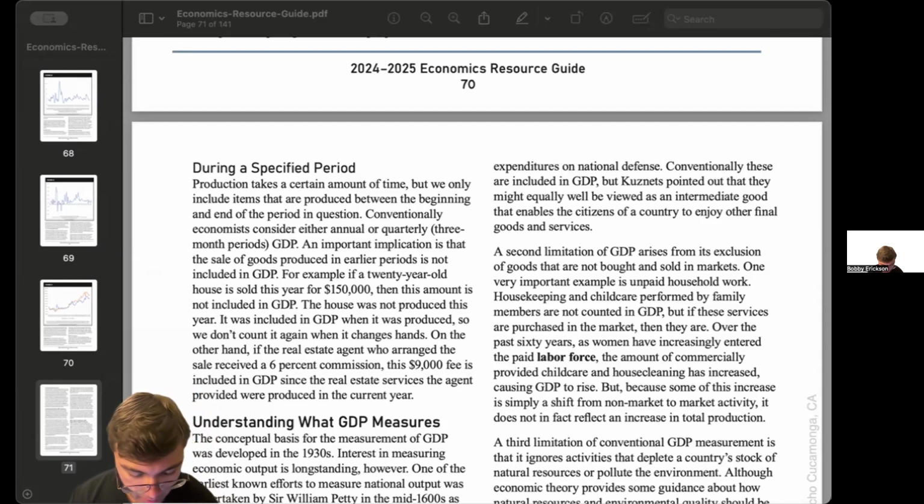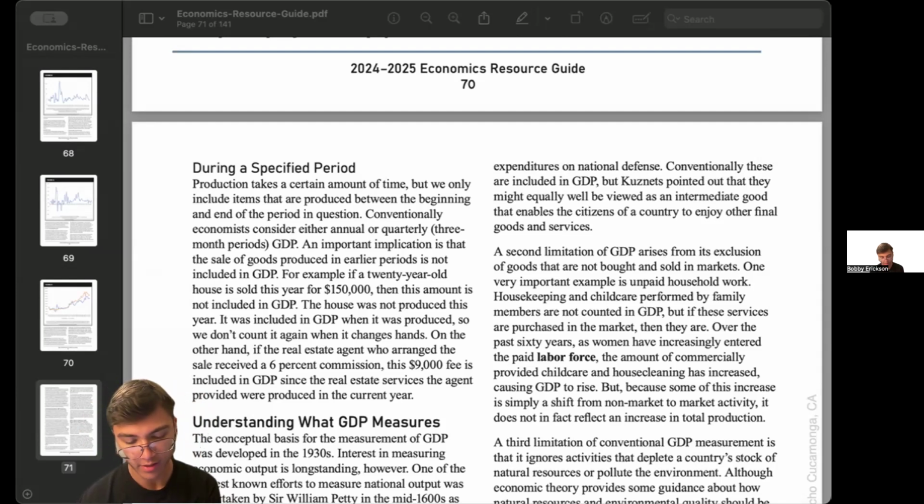So, for example, a 20-year-old house sold this year for $150,000 would not be included in GDP because it was produced 20 years ago. Since it was already included in the GDP when it was produced, we don't count it again, even if it changes hands. Now, if we added an extra fee, such as a 6% commission for a real estate agent, this $9,000 fee is included in GDP since the real estate services the agent provided were produced in the current year.